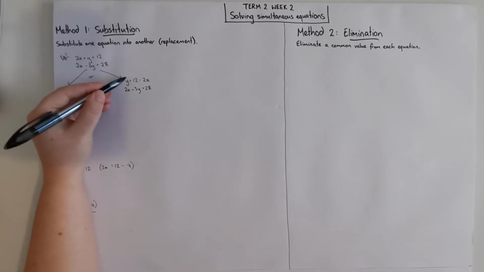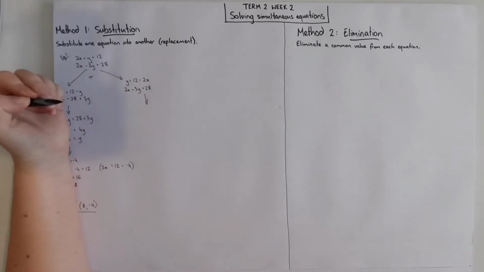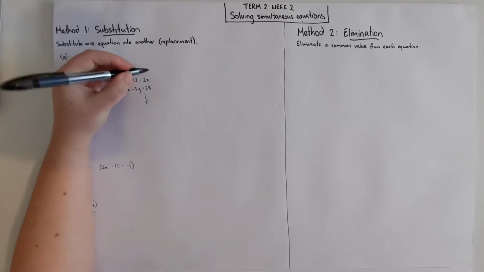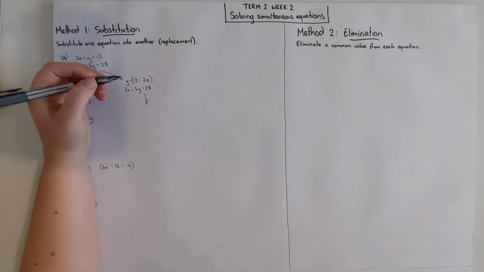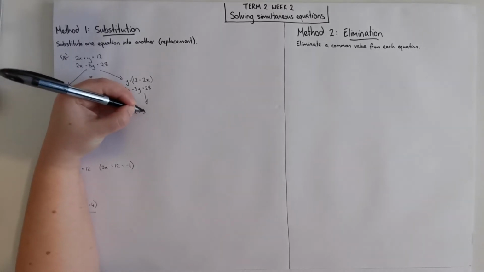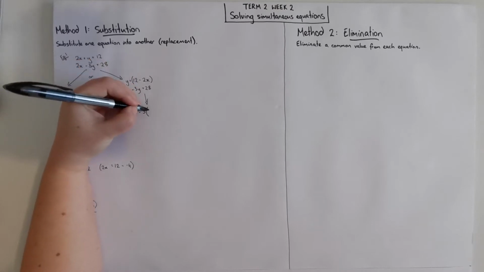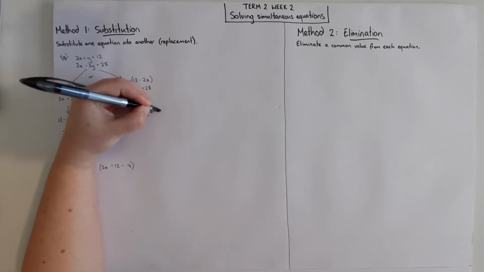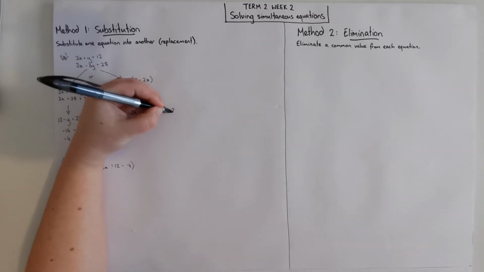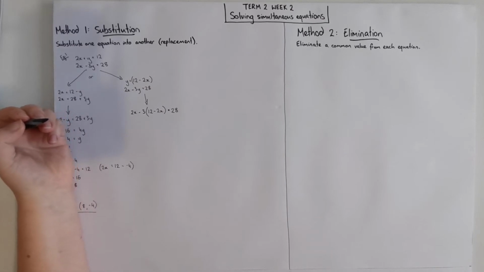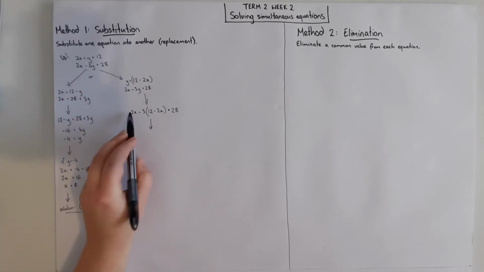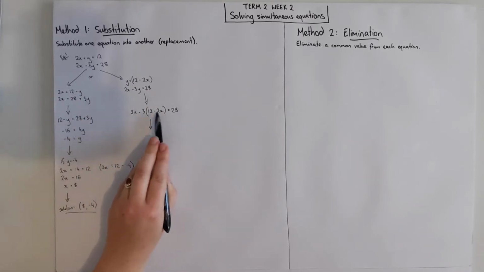Now that I've rearranged this first equation into a y equals format, I can substitute it into my second, because if y equals this, let's put that in a bracket to visualize it, then I can say that 2x minus 3 of whatever y is, in this case 12 minus 2x, then I can simply replace it, and the second equation still all equals 28. Moving on from this, again, we now have a single equation with a single variable.